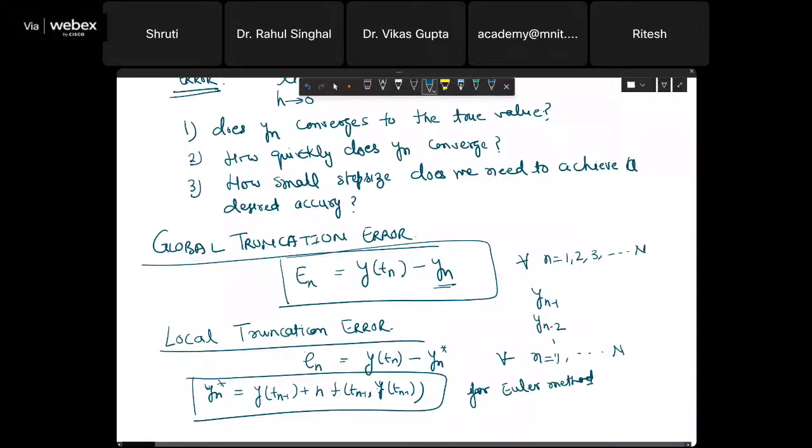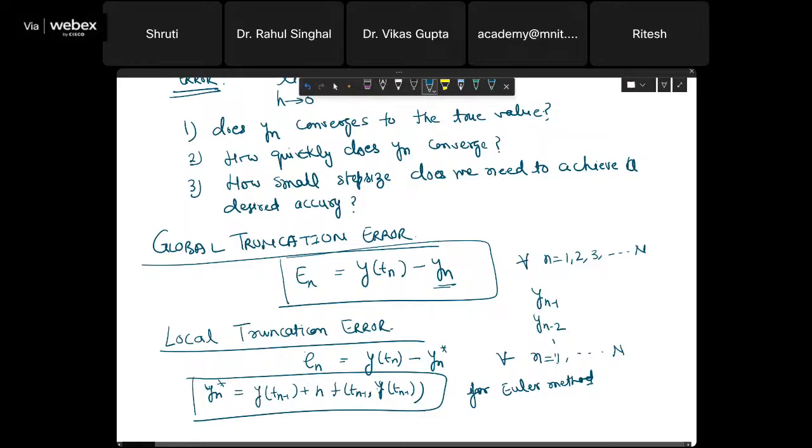So there is a thin line of difference between these two things: global truncation error and local truncation error. But in a simple manner, we can say that local truncation error is the error involved at each step of the numerical method, while the global truncation error is the error which in total we obtain for the numerical method. So this is the accumulated error. Global truncation error will be the accumulated truncation error. You can understand it in this way.